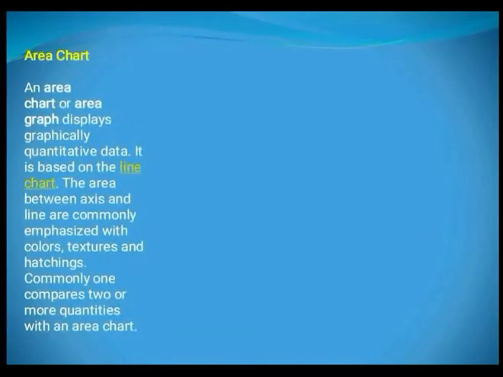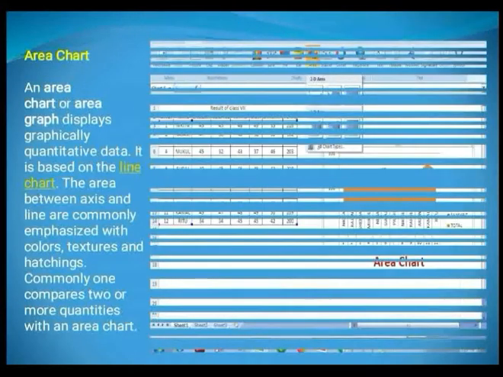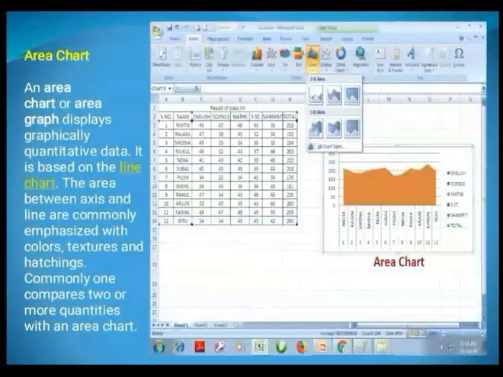Let's know about area chart. An area chart is also known as area graph. It displays graphically quantitative data. It is based on the line chart. The area between axis and line are commonly emphasized with colors, textures, and hatchings. Commonly, one compares two or more quantities with an area chart.